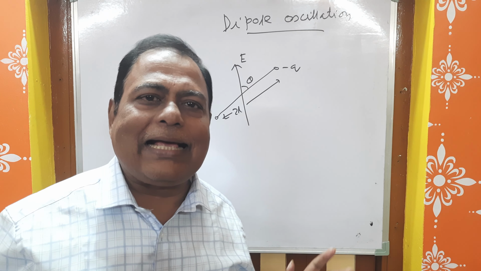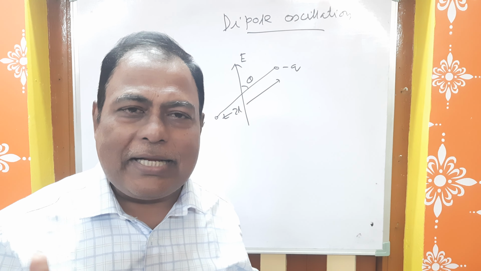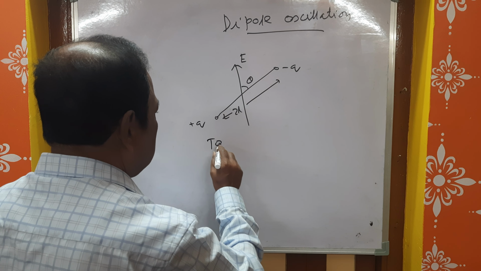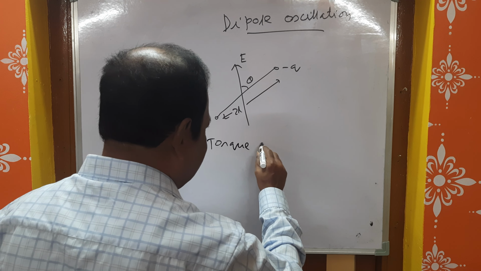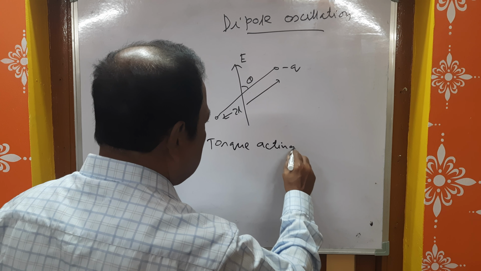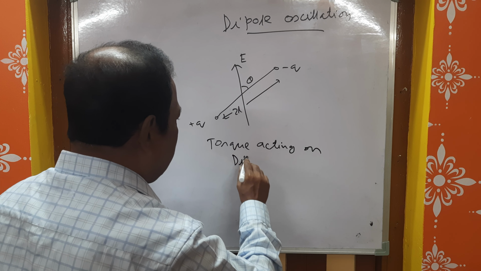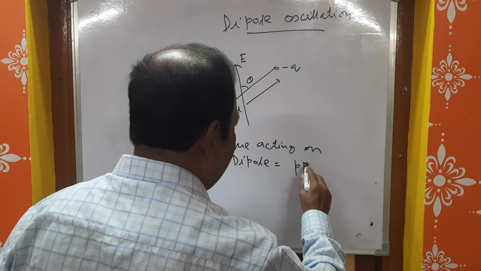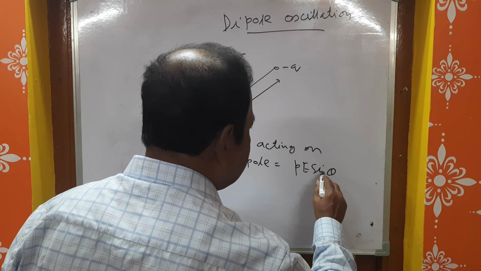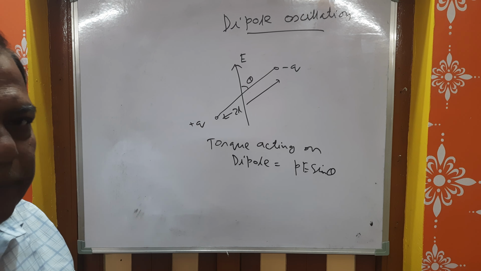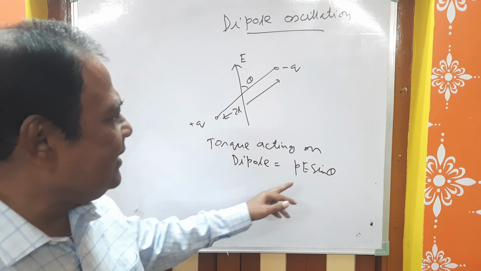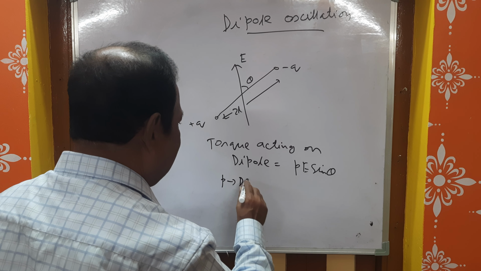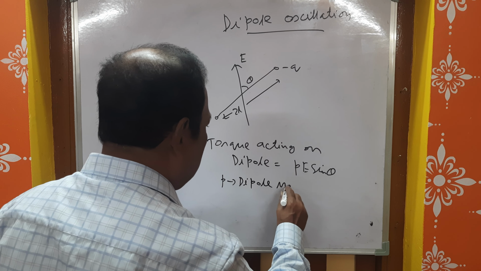And in my last class, I discussed the expression of torque acting on the dipole. Torque acting on the dipole is equal to P E sin theta. P is called the dipole moment, E is the electric field intensity and theta is the angle.